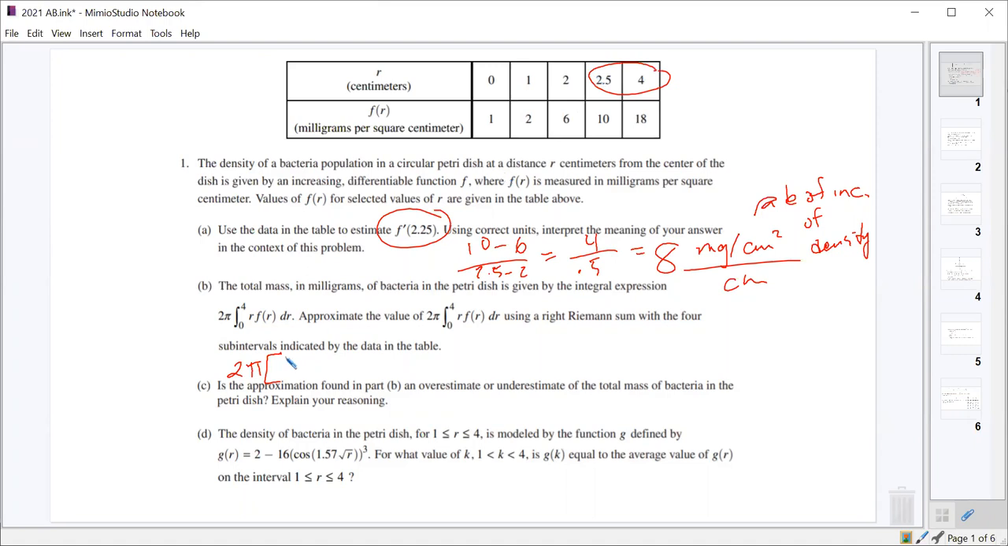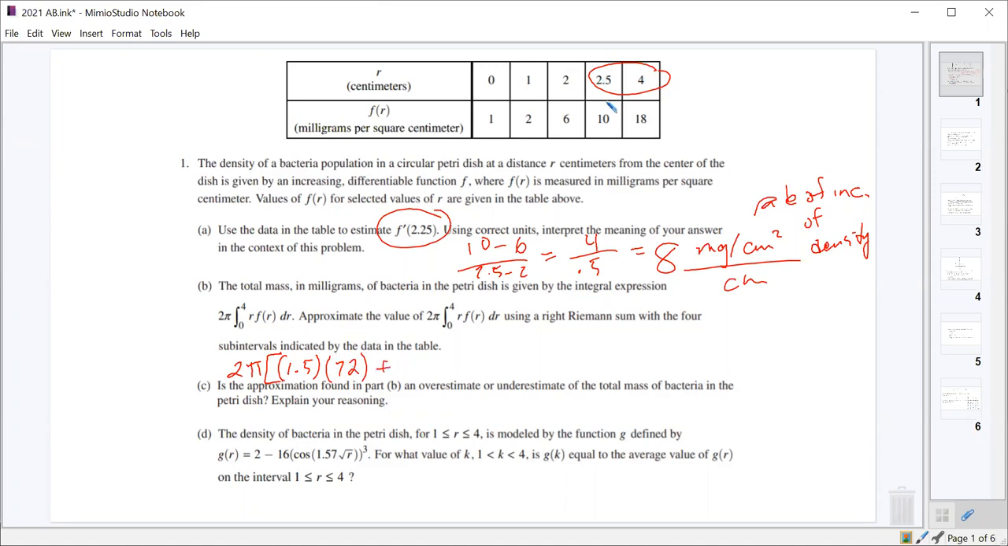Our first interval is from the 4 to the 2.5. That's 1.5 units. And then what is r times f of r for that? That should be 4 times 18, right? R times f of r is 72. That should have been your first value. Did you all get that?